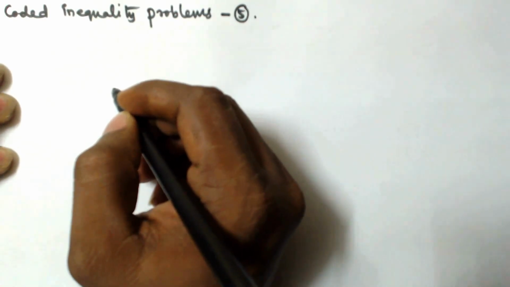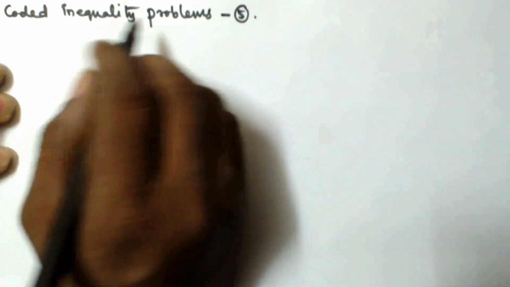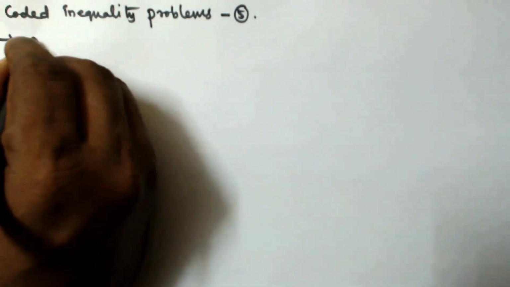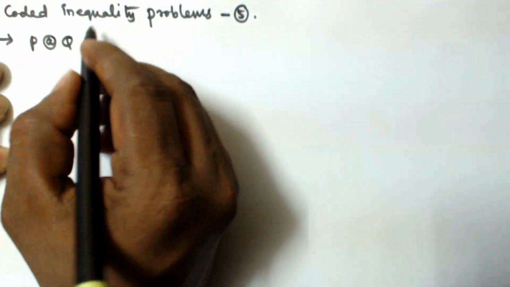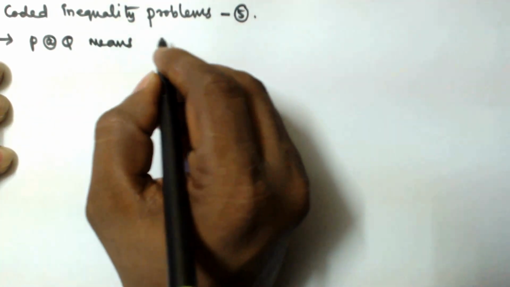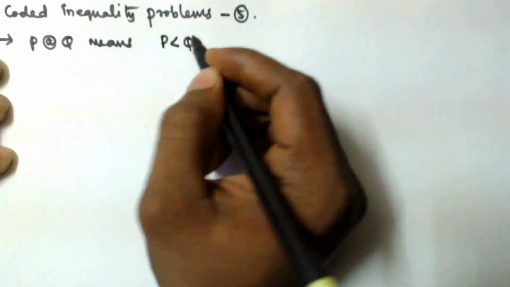Hello friends, in this video we will see another problem based on coded inequality. Let us consider the instructions: p at the rate of q means p is smaller than q. So mathematically we can represent p less than q.